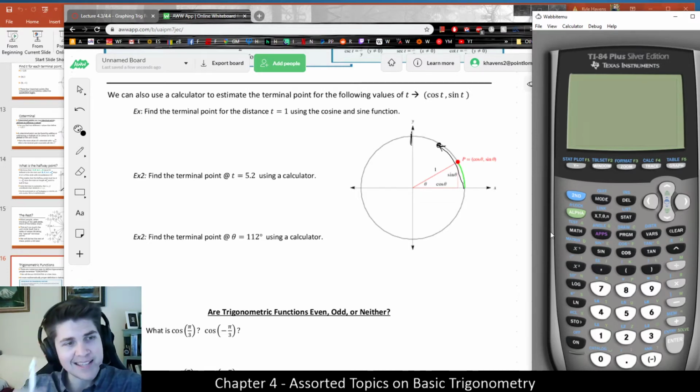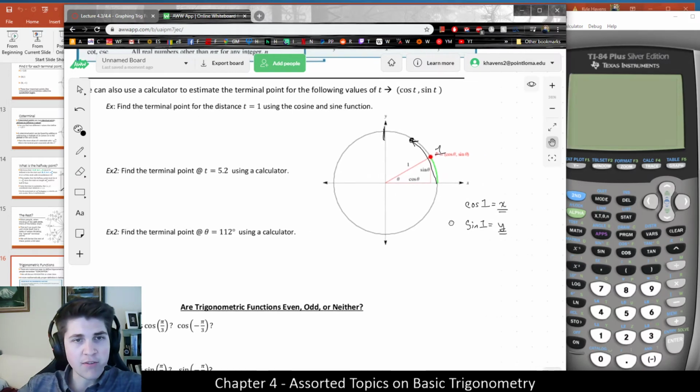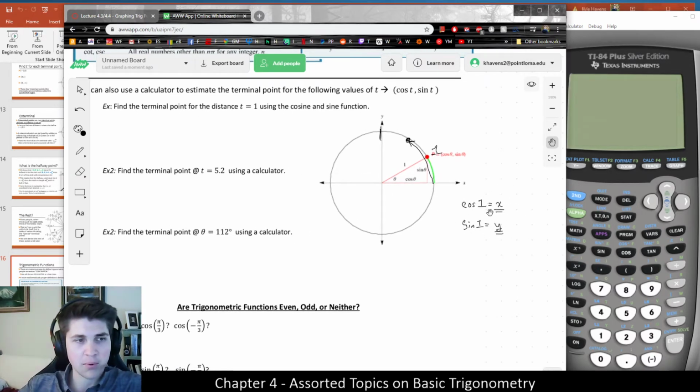My whole point here is that we can actually use a calculator to figure out what the terminal point is. Because if I know my distance, what I could do is use cosine of 1, which is going to return the x location on the unit circle, always, and the sine of 1 will return the y location. And our calculator is completely capable of evaluating any trigonometric point, not just the ones from the unit circle. So this is something we're not really able to solve without a calculator.